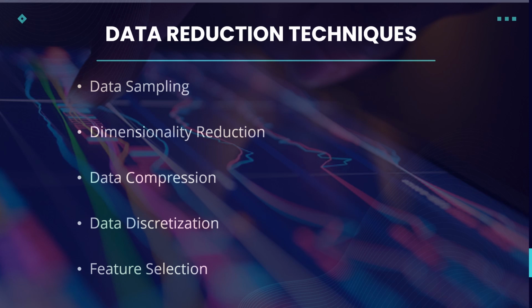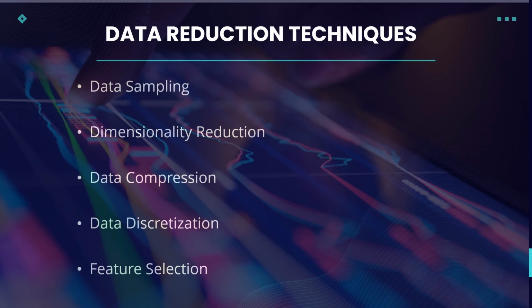First one is data sampling, then dimensionality reduction, then data compression, then data discretization and feature selection. In data sampling, this technique involves selecting subsets of the data to work with rather than using the entire dataset. This can be useful for reducing the size of datasets while still preserving the overall trends and patterns in data.